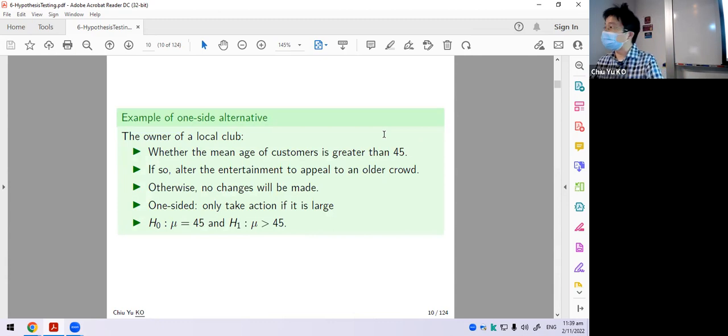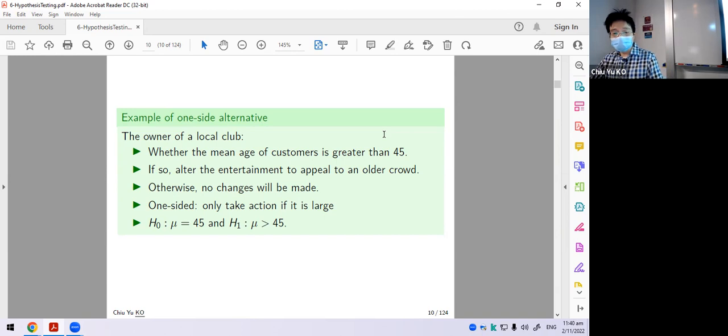As an example, because last class in the other section, someone asked me, can we have an example in business? Yes. So this is an example of a one-sided alternative. This is also a new slide, but everything is already in the old slides, so don't worry about that.